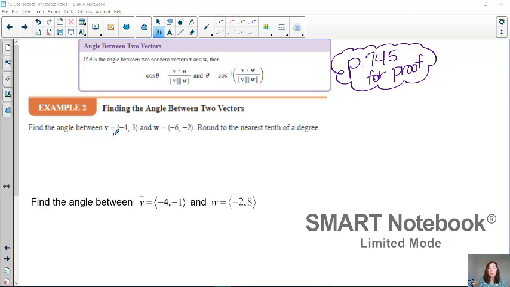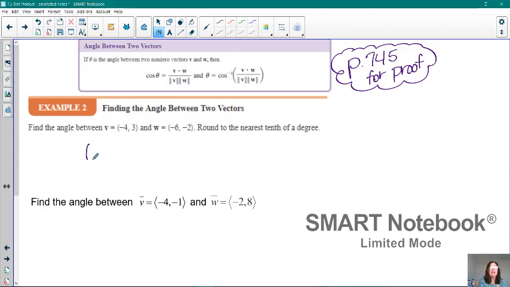So in example 2 we have here, find the angle between vector V, which is -4, 3, and vector W, which is -6, -2. Round to the nearest tenth of a degree. Alright, so the angle will be equal to, we might as well just go ahead and use this part of the formula since theta is what we're interested in, the inverse cosine of V dot W.